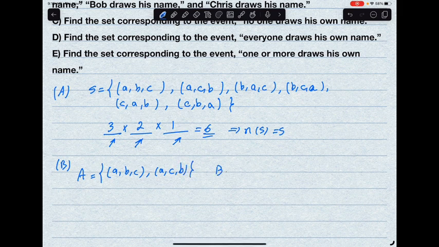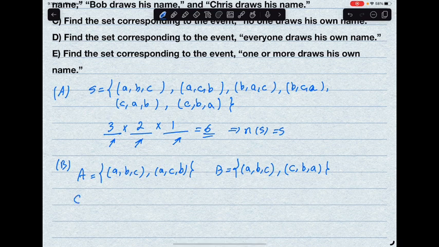So what is B? The second component must be B. So it is A B C and C B A.